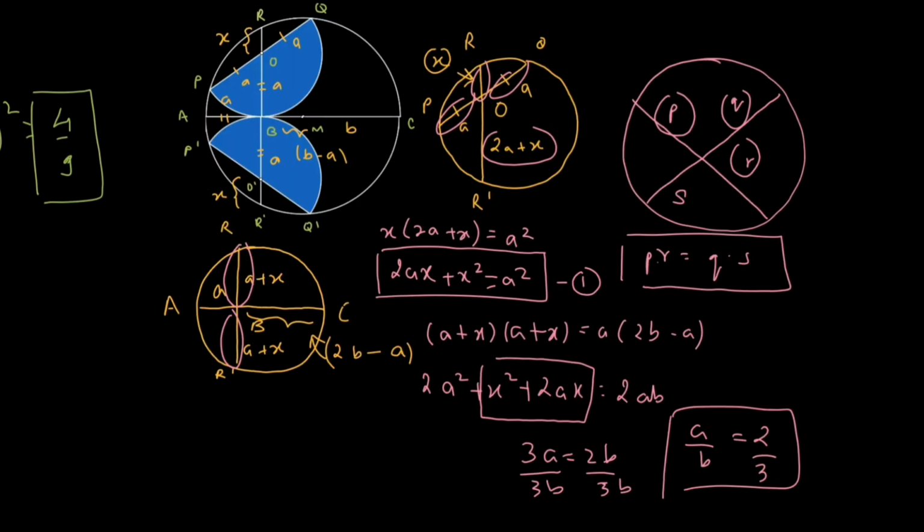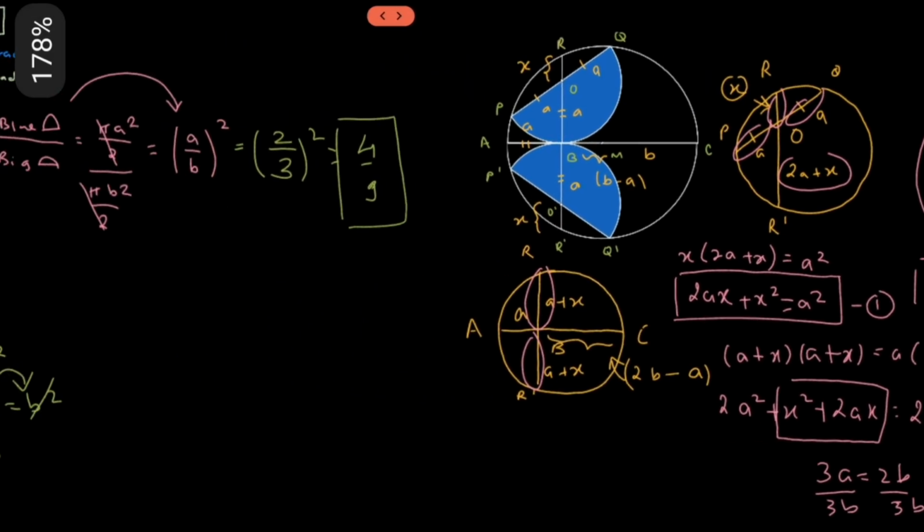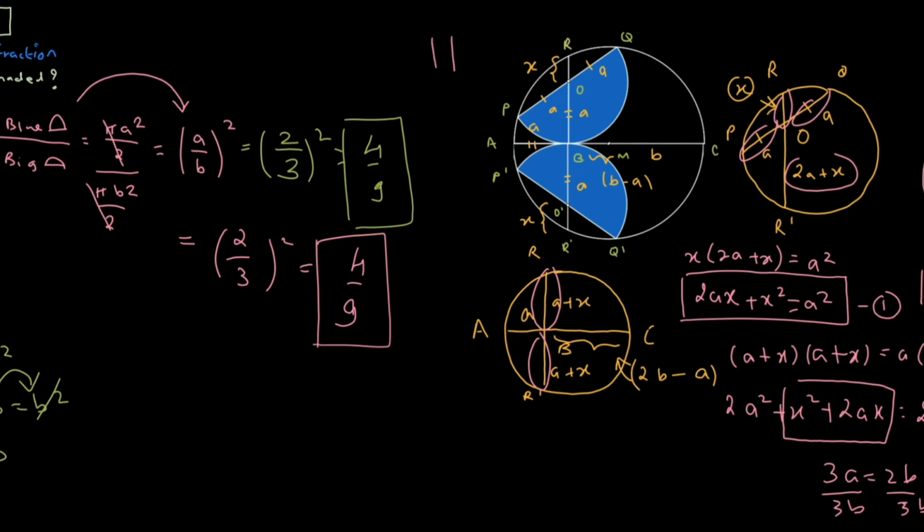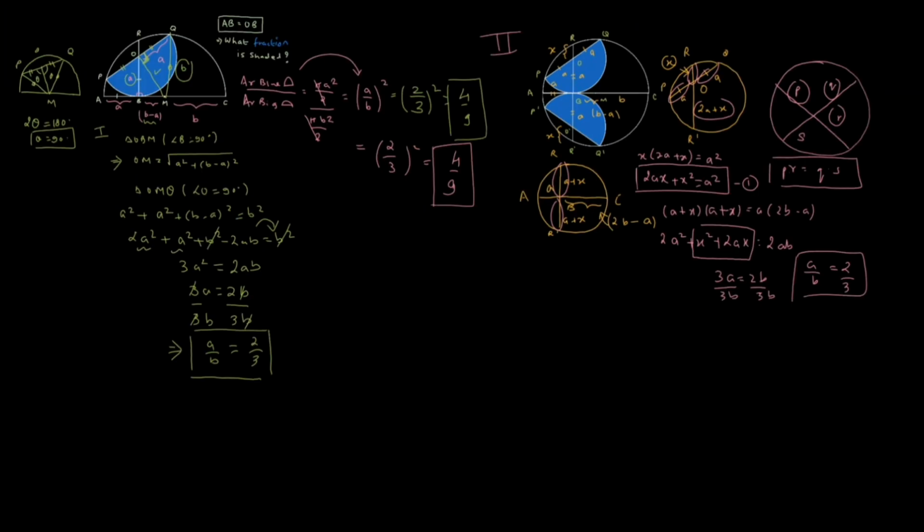So here we have got the value of a upon b, and the question was to find the value of a upon b the complete square. So that would be equal to 2 upon 3 the complete square, and that is ultimately 4 upon 9. So by the second method also we got the same answer. That's an obvious thing, both the methods were correct, so the answer will also come correct. So these were two methods to solve the same problem and to get the final answer as 4 upon 9.